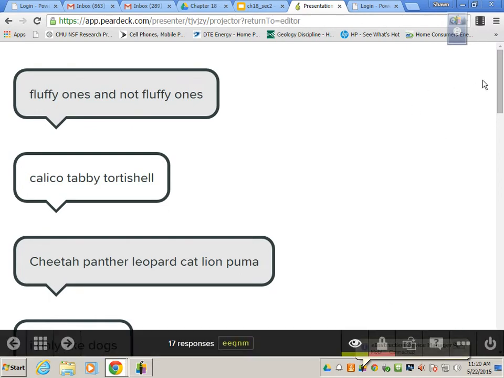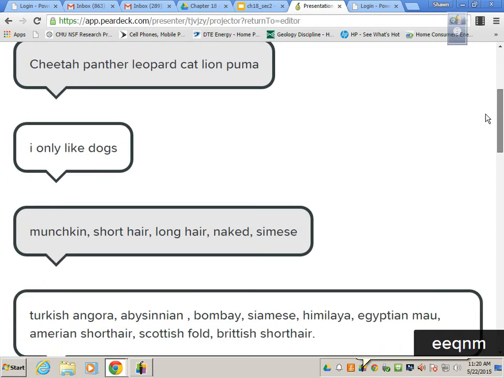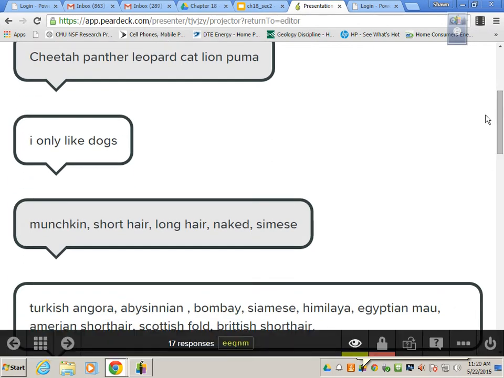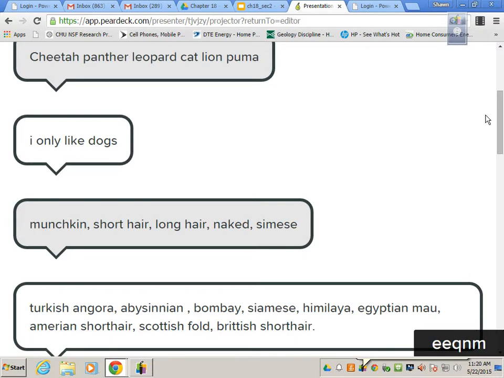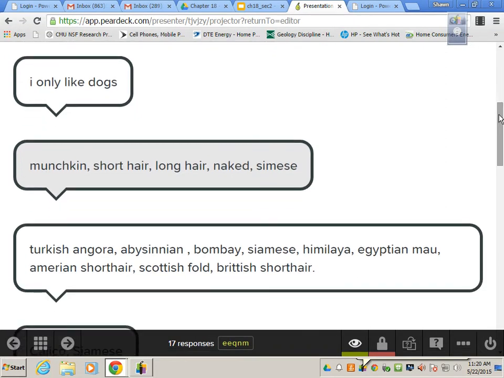Fluffy ones. Calico, tabby, tortoiseshell, cheetah, panther, leopard, cat, lion, puma. I only like dogs. There. Okay, well that's not what I asked. If you don't know anything, you could have said I don't know cats.